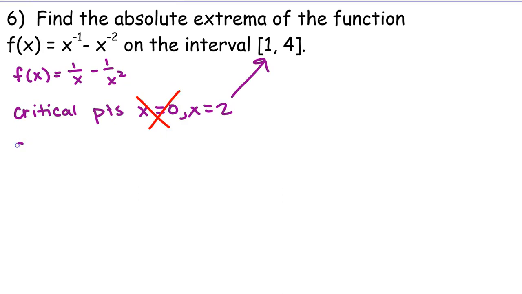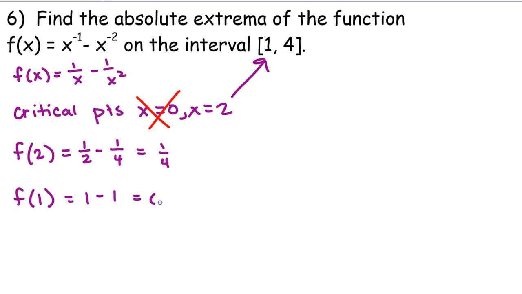So we need to find the y coordinate of that point. So that would be 1/2 minus 1/4, and that's 1/4. And then we also need to find the y coordinates of the endpoints. So x equals 1 is an endpoint, and x equals 4 is an endpoint.